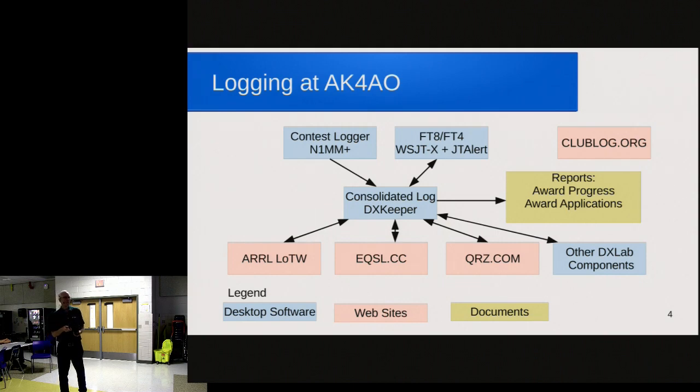Let's see. Back to DXKeeper and my consolidated log. So it has all of these arrows. QRZ is a site that gives information about ham radio stations, including their address. I would caution you to be a little careful with QRZ.com. DXKeeper has a button that says CBA for call book address, and if you press the button, it can go here and get the address that's in QRZ.